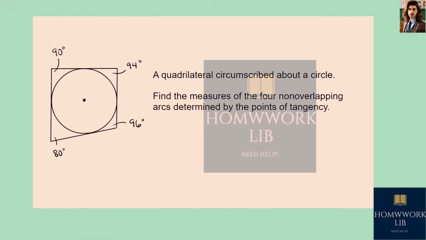A quadrilateral is circumscribed about a circle, and this quadrilateral has these given angle measurements. Our job is to find the measures of the four non-overlapping arcs determined by the points of tangency.